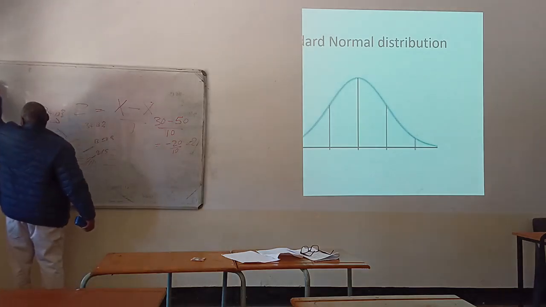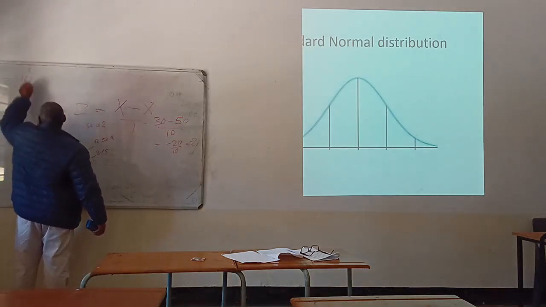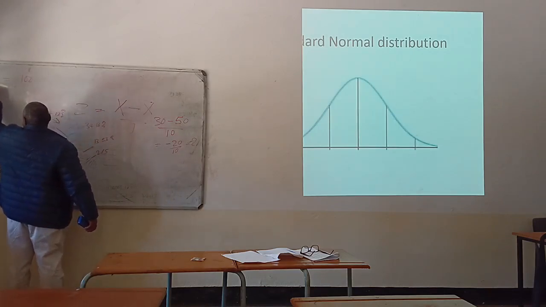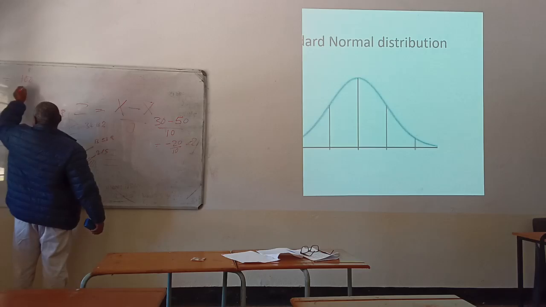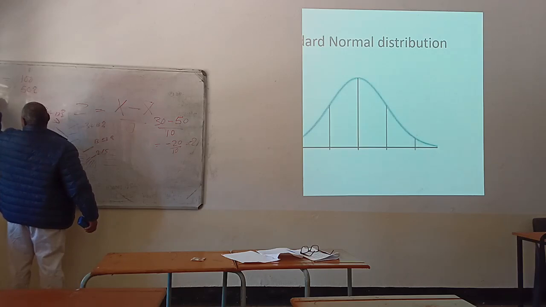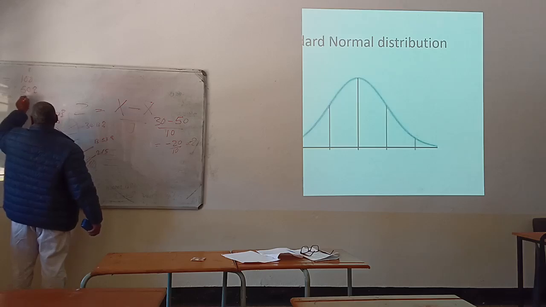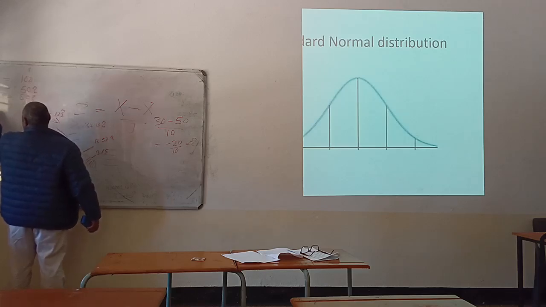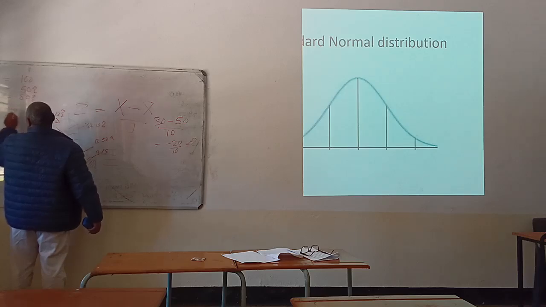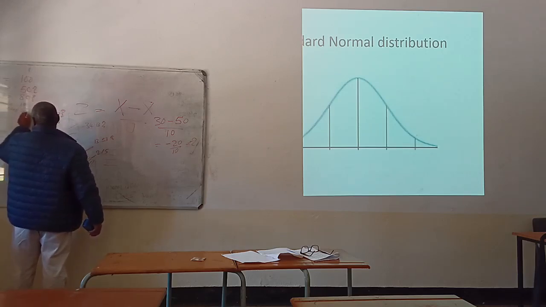Number of students in it, 100. Mean score, 50%. John's score, 80%. How many has he beaten? Standard deviation 10. How many are below him?